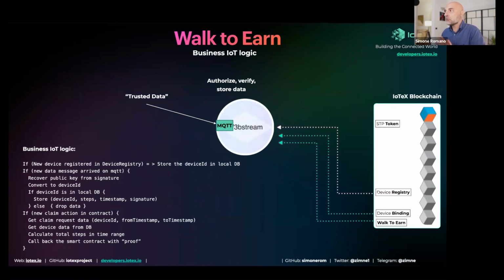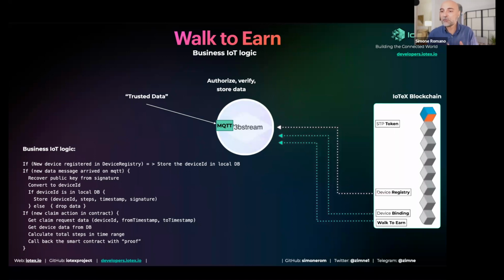Okay, so now let's focus a little bit on the business logic of our application. What the WebStream node is actually doing in our application, I've written here in human readable language. Of course, the WebStream node, well, not of course, but in this case, we have implemented it this way. We have the WebStream node monitoring the blockchain. Specifically, we'll be monitoring two different smart contracts. One is the device registry smart contract, the other one is the work to earn smart contract.